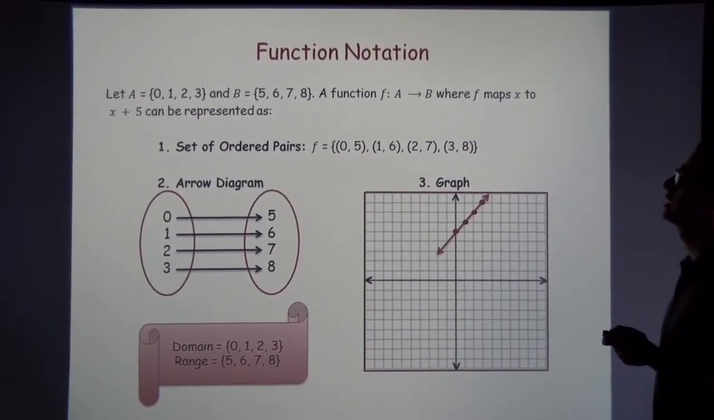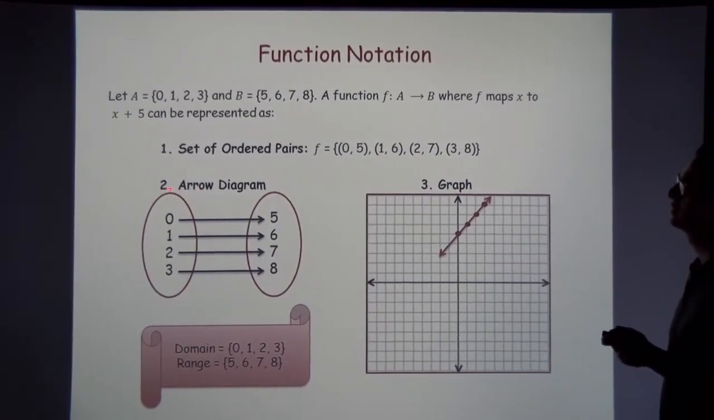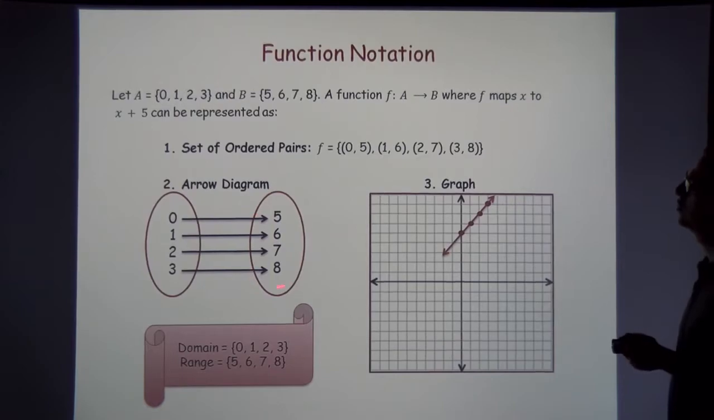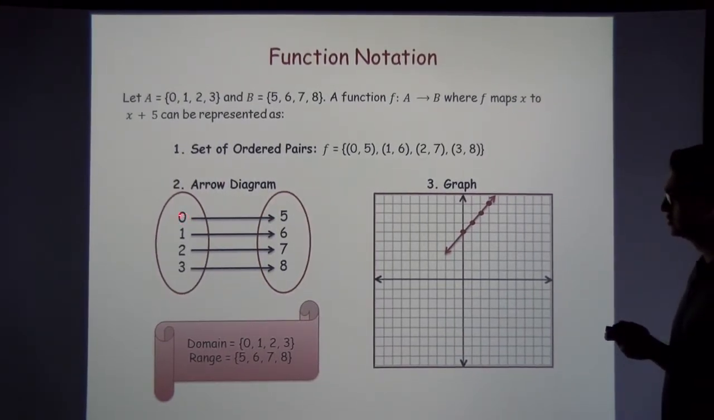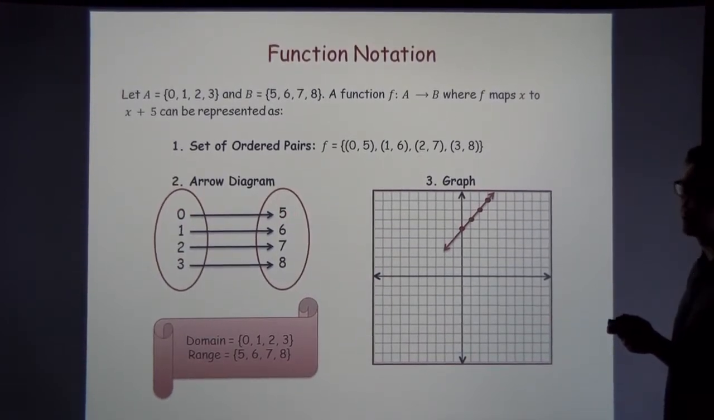So if we use an arrow diagram, we put all of our x values on the left-hand side, we'll put all of our y values on the right-hand side, and simply draw arrows showing each x value has a y value.